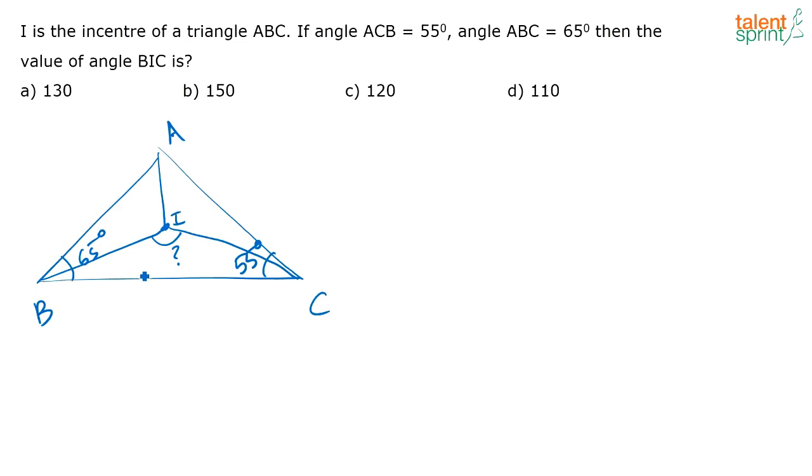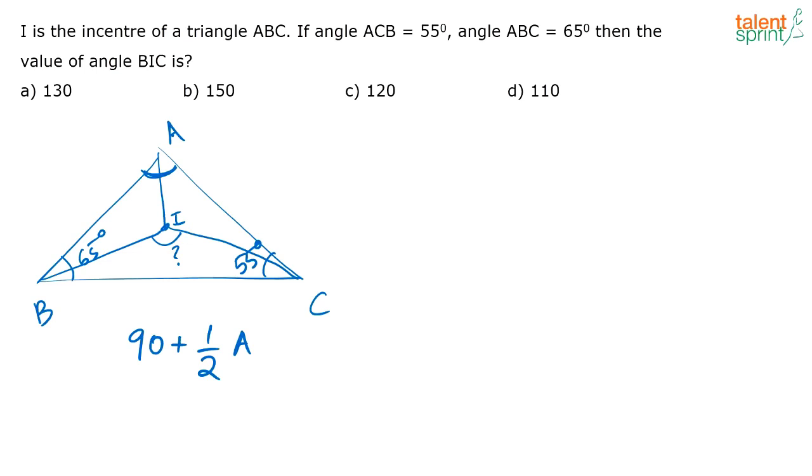Okay, so what is the property that we are going to use here? The property here is the angle formed by any side. Let us say this is the side BC. This is the side that we are going to consider now. The angle formed by this side at an incenter is always 90 degrees more than half the vertex angle opposite to the side. What is the vertex angle opposite to BC? It is this angle, correct? So this angle is going to be 90 plus half of angle A.